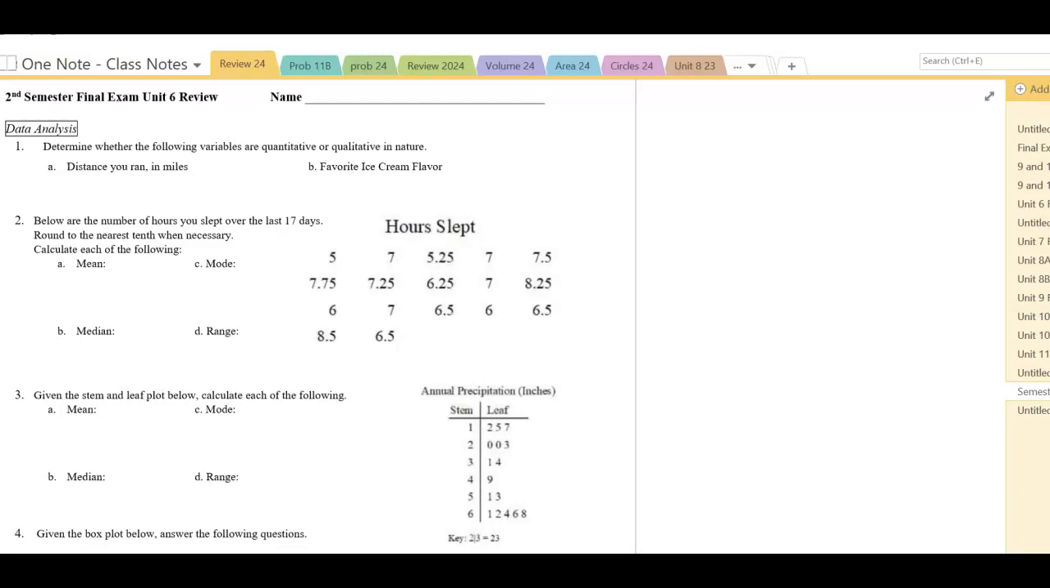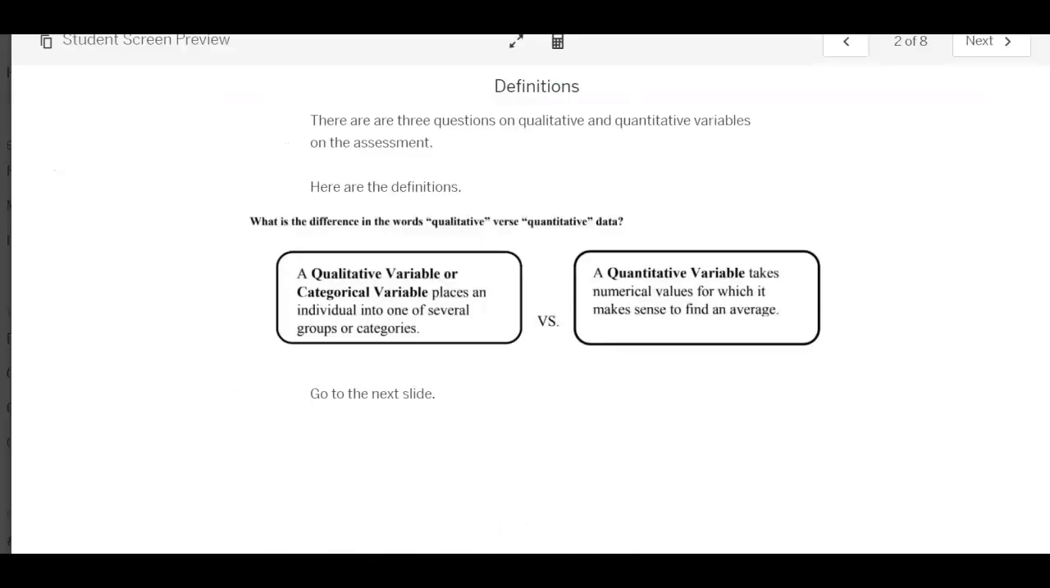Hello geometry students, today's learning target is to review Unit 6 for the final exam. If you look at this review worksheet, the first two questions ask us to identify the variables as quantitative or qualitative variables. If you look at the Desmos screen here, you will see the definitions.